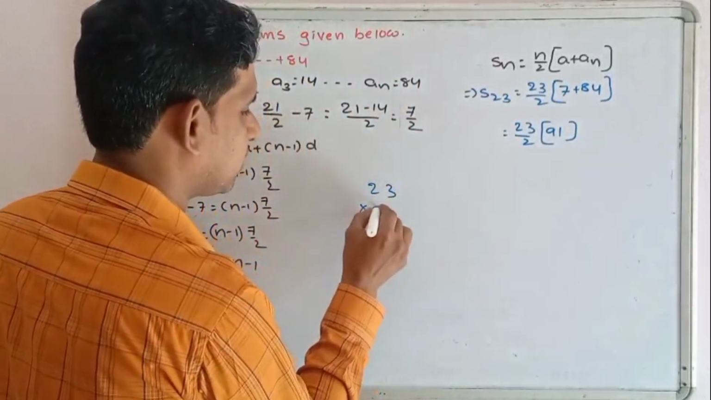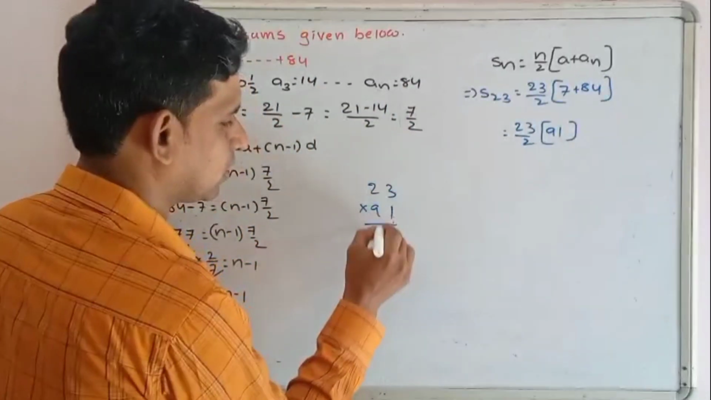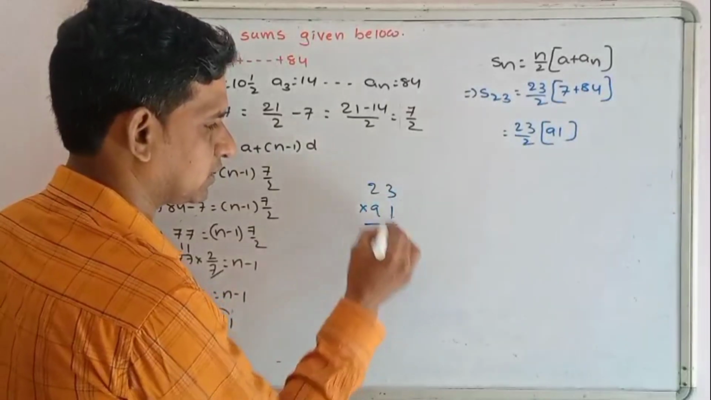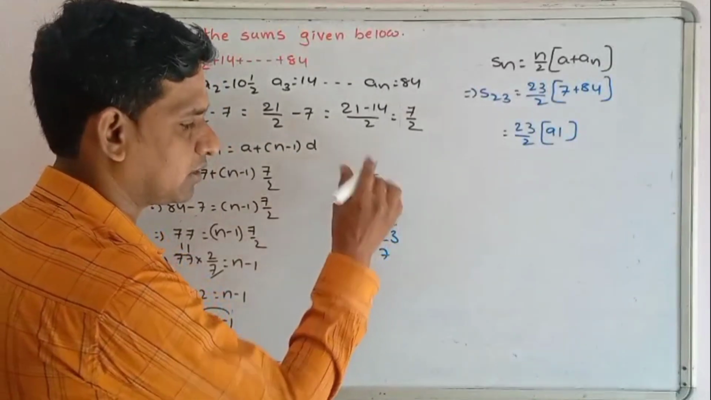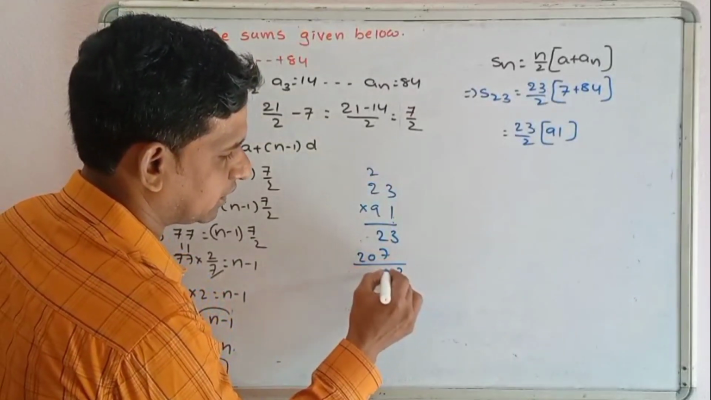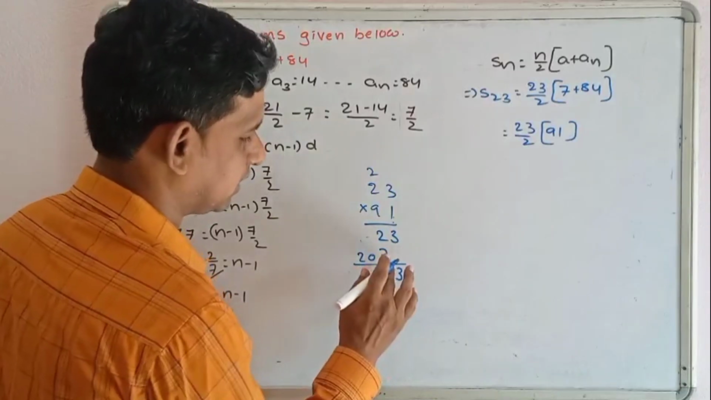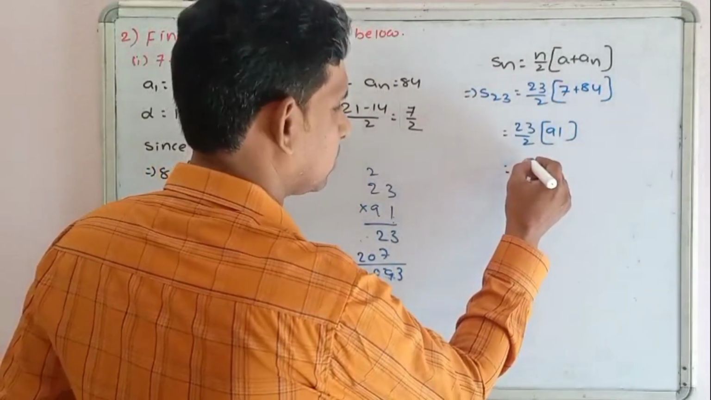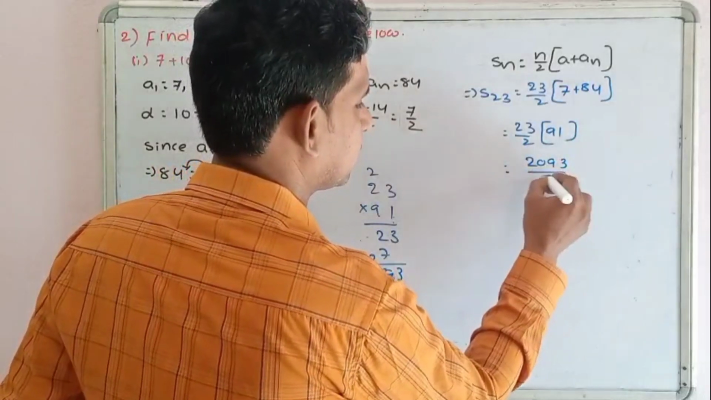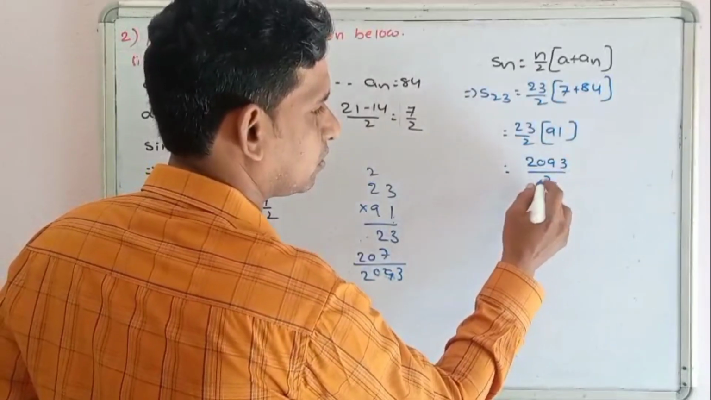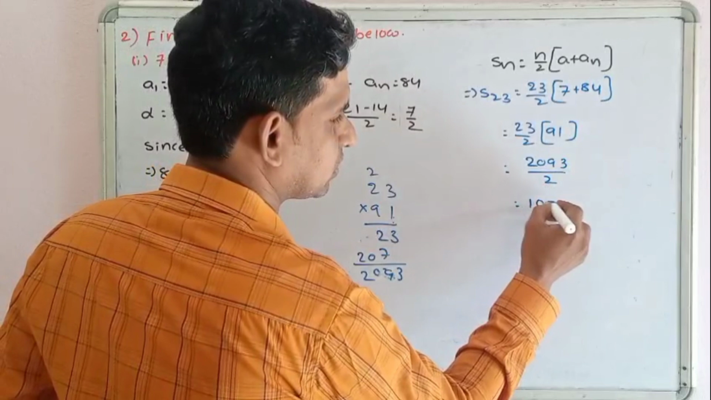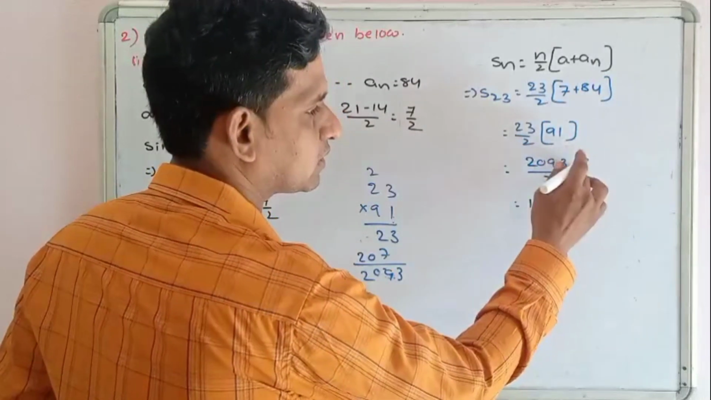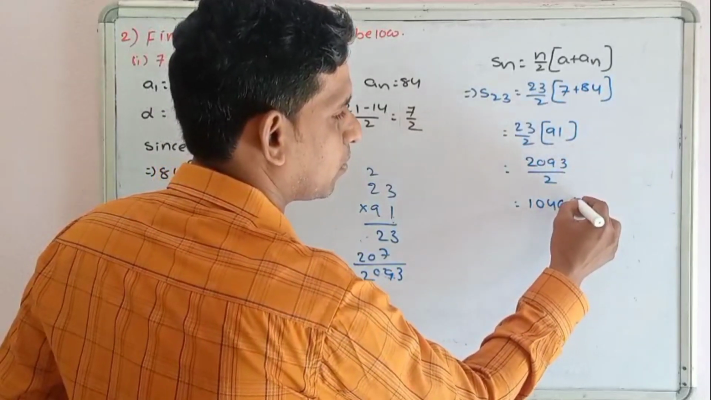See, 23 times 91. 1 times 3 is 3, 1 times 2 is 2. 9 times 3 is 27, 2 balance. 9 times 2 is 18, 18 plus 2 is 20. So 2093, sorry, 2093 by 2. Now divide by 2. 2 ones are 2. 2 zeros. 2 fours are 8, 1 balance. 2 sixes are 12, so 0.5.